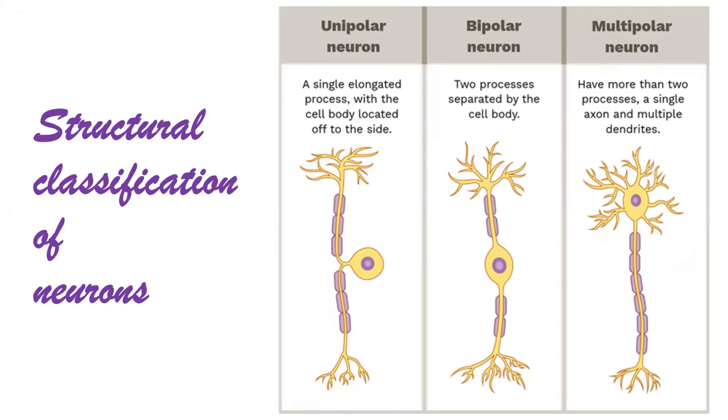But the basic structure of a neuron and the function of axon, dendrite, soma, nodes of Ranvier and myelin sheath, all these are very important. So please remember those.